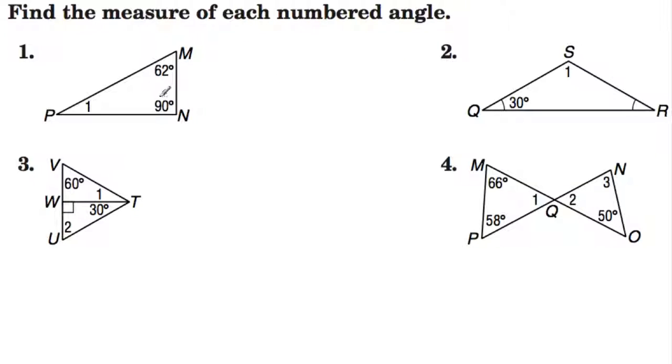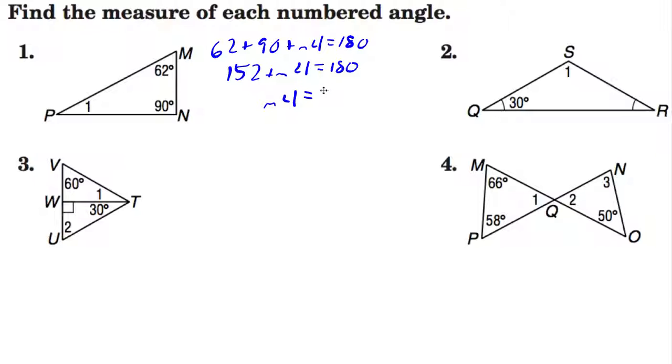So here we know that the angles inside of a triangle add up to 180 degrees. So we know that 62 plus 90 plus the measure of angle 1 is equal to 180 degrees. Well, this right here is 152 plus the measure of angle 1 is equal to 180. And that gives us that the measure of angle 1 is going to be equal to 28 degrees. So I can say the measure of angle 1 is equal to 28.